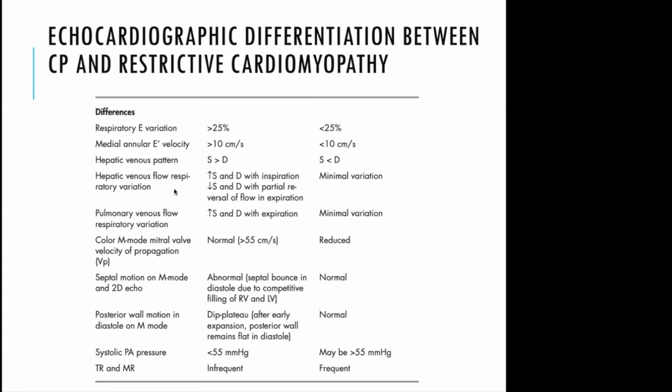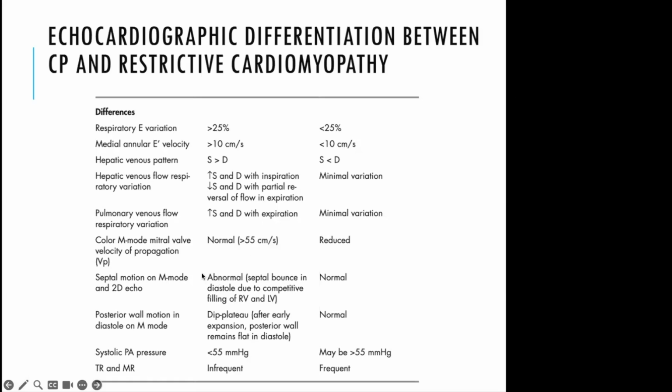Our hepatic vein pattern varies with inspiration, and the systolic flow is more predominant than diastolic flow, which is the opposite with restriction. Similarly, with our pulmonary venous flow, we get changes with respiration and increased flow during expiration, whereas there's no variation with respiration, or minimal variation, I should say, with restriction.